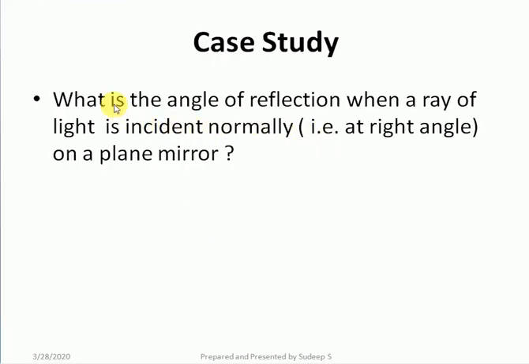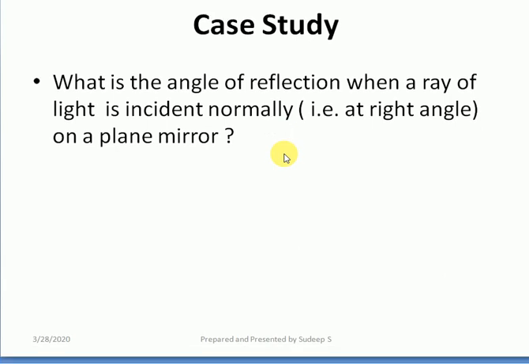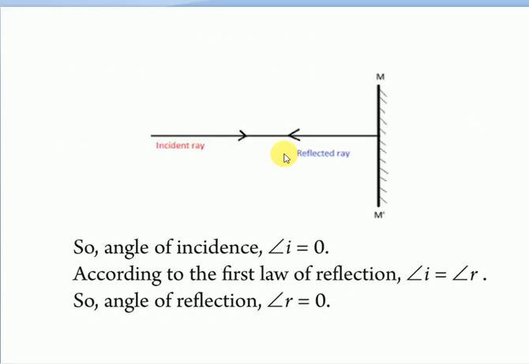Here is a case study. What is the angle of reflection when a ray of light is incident normally on a plane mirror? Usually, in this type of question, students make the mistake of taking r equals 90 degrees. With the help of a ray diagram, we will try to answer this question.